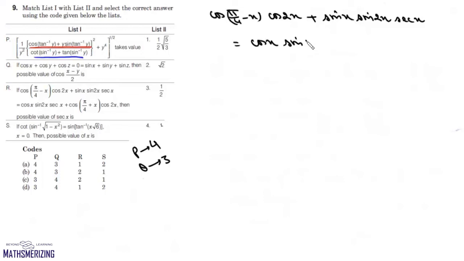Now we'll come to this third part, which is R, and it says if cos pi by 4 minus x into cos 2x plus sin x into sin 2x into secant x is equal to cos x into sin 2x into secant x plus cos pi by 4 plus x into cos 2x, we need to find one of the possible values of secant x. Now what we'll do is we'll take these two terms together and we'll take these other two terms together.